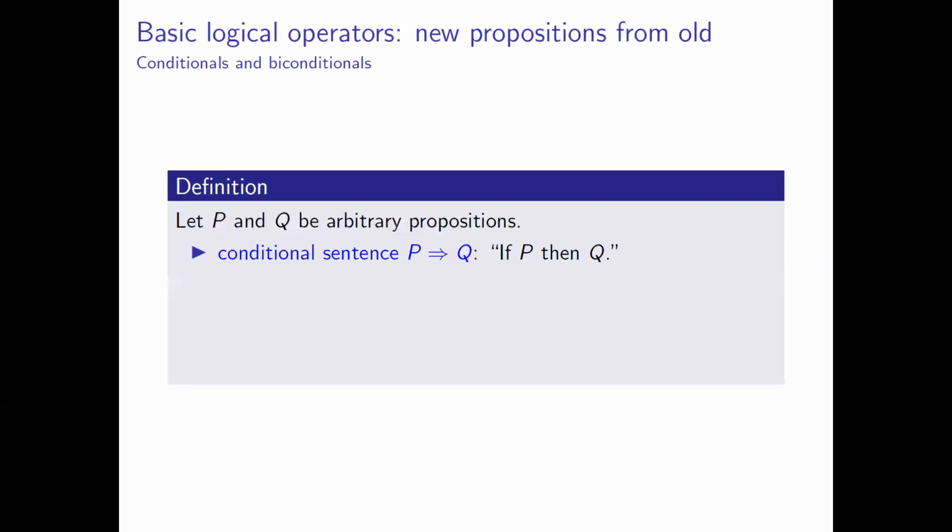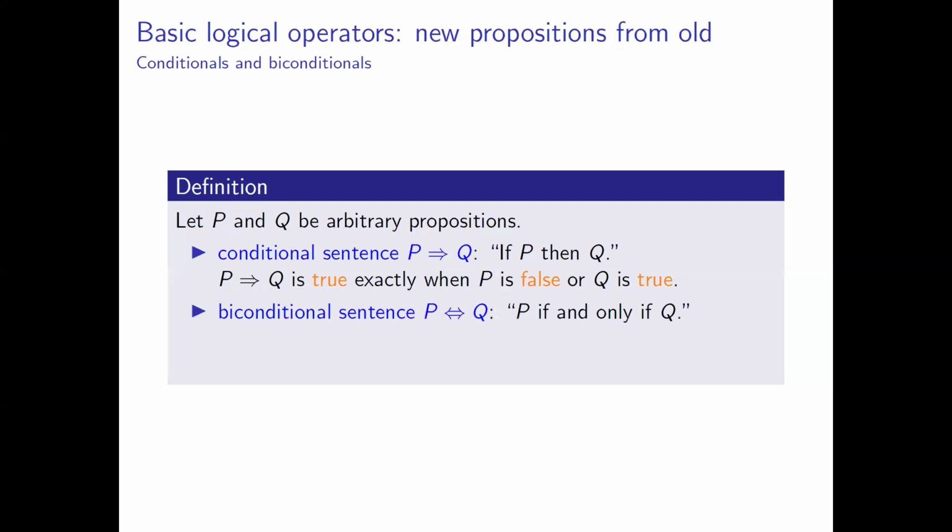A conditional sentence is a proposition of the form if P then Q. The sentence if P then Q is true exactly when P is false or Q is true. It is false exactly when P is true and Q is false. A biconditional sentence is a proposition of the form P if and only if Q. The sentence P if and only if Q is true exactly when the conditional sentences if P then Q and if Q then P are both true. It is false for all other cases.